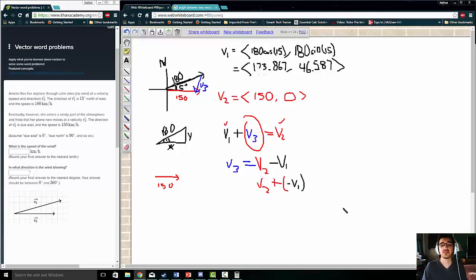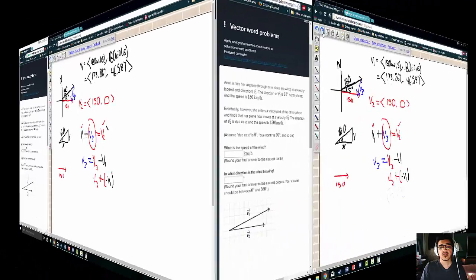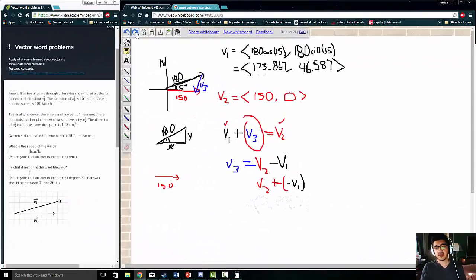So with vector addition, we're just going to add the components together. I'm going to add up the two x's, and I'm going to add up the two y's. Well, the minus versions for v1. Okay, so I've made a mistake, and I'm going to continue now. So we're doing v2 plus the additive inverse of v1.